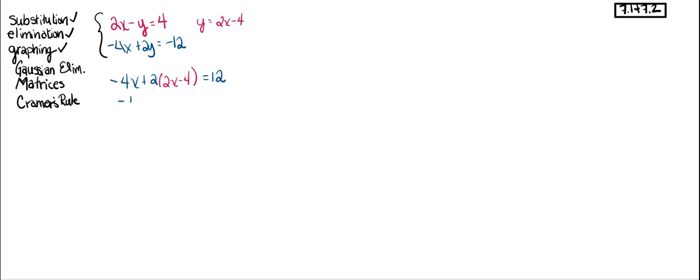And that would be negative 4x plus 4x. What's going to happen here? 2 times negative 4 is negative 8 equals, what did I say, 12? I think I meant to put negative 12 up here. It equals negative 12. These 4x's cancel each other out, and I'm left with negative 8 equals negative 12. That is not a true statement.